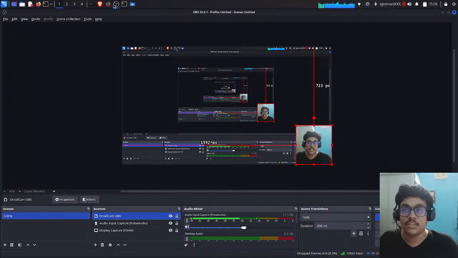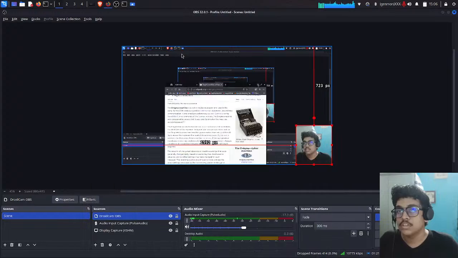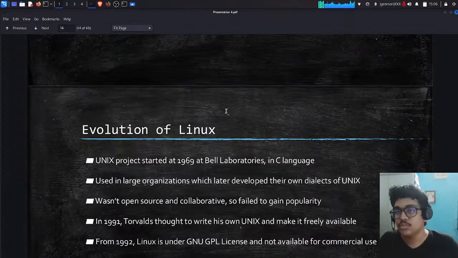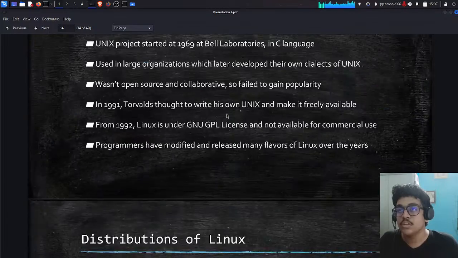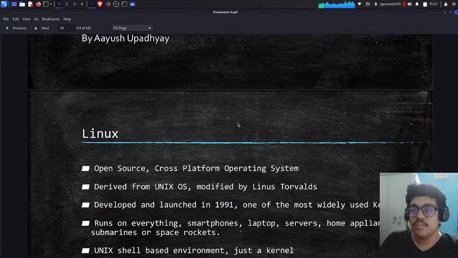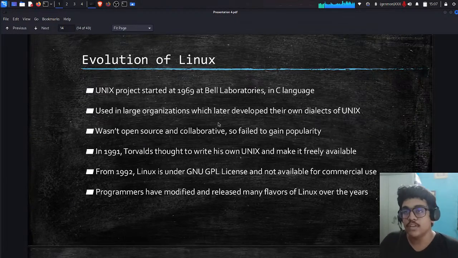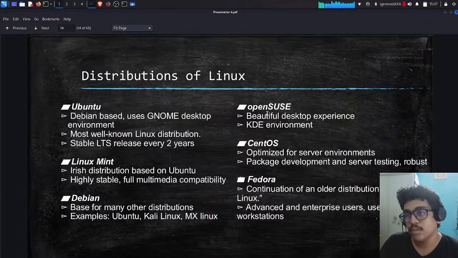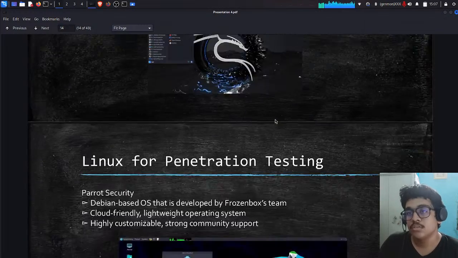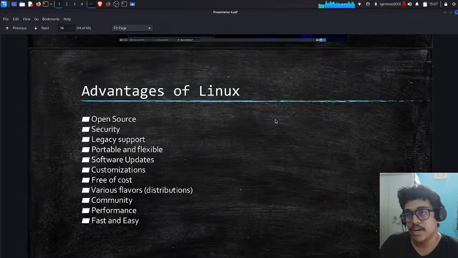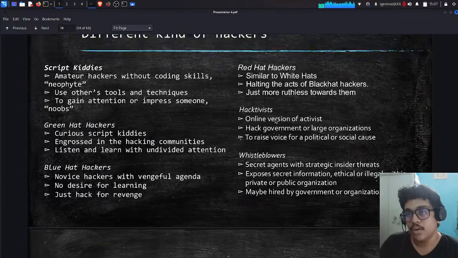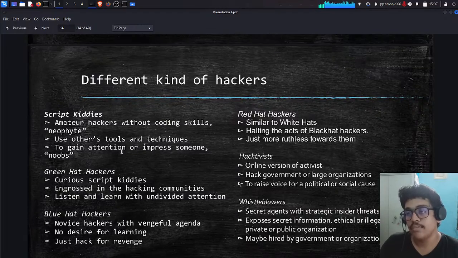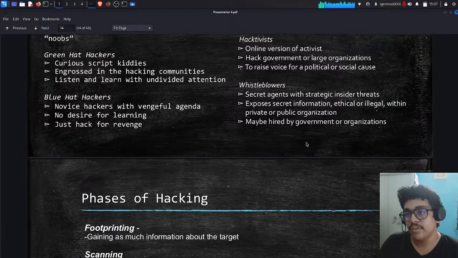Let me check the PPT to see if the presentation is complete. Okay, evolution, distribution. Let's quickly see what topics we will be discussing. Firstly, Linux: evolution of Linux, history of Linux, distribution of Linux. We will not start from the old history of Unix and how Linux came, but we will start from Linux itself, as it is important for us. Then how Linux is used for penetration testing, advantages of Linux, and different kinds of hackers. There are six more kinds of hackers which have evolved in recent times, and we will discuss them also.